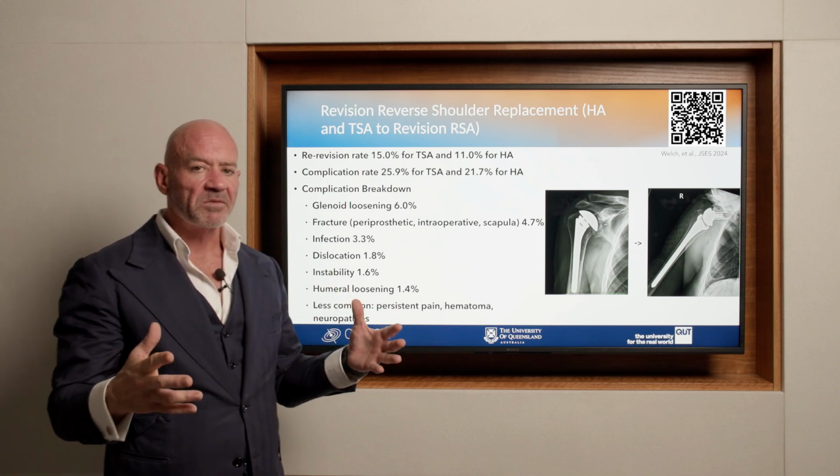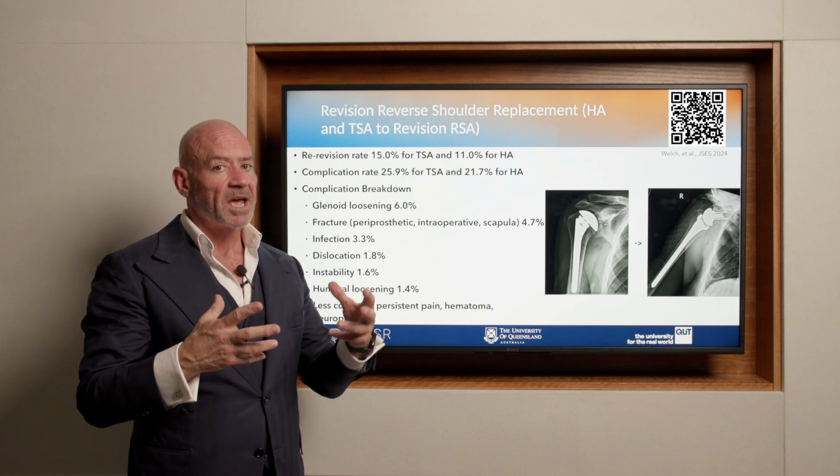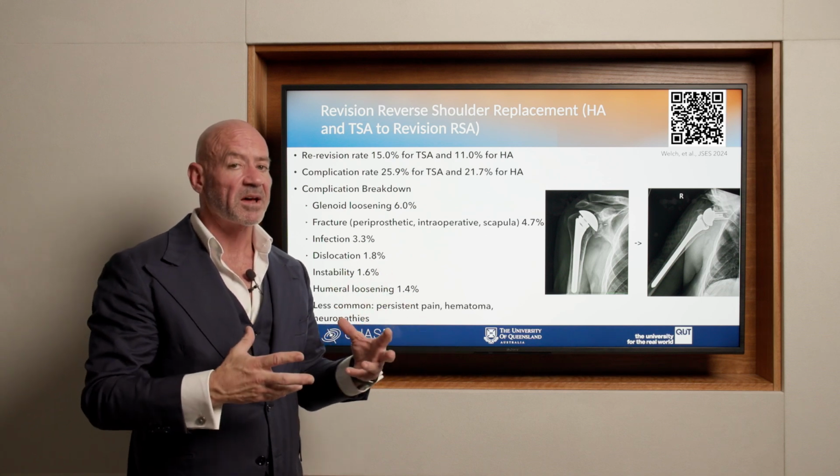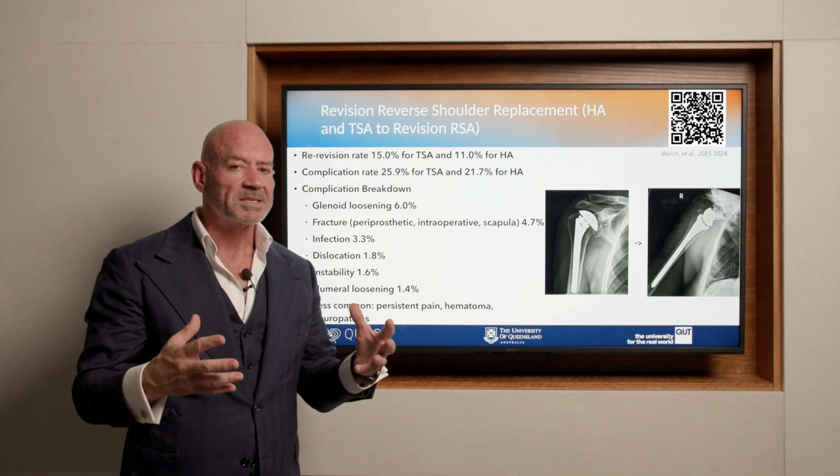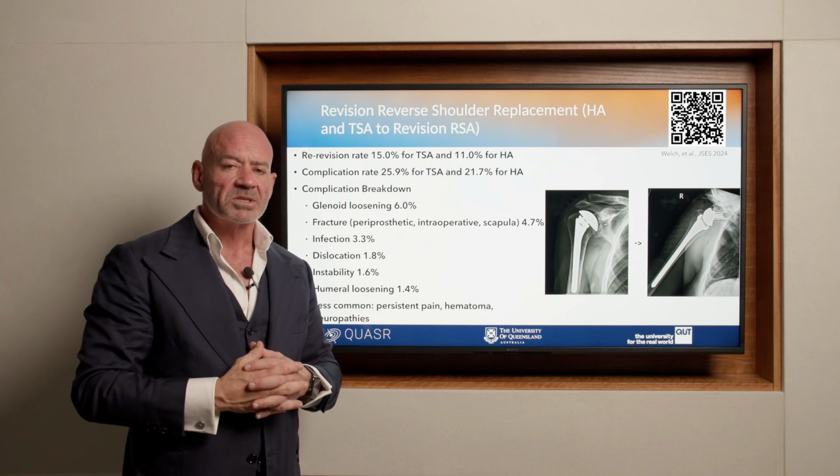So that's a good overview of risks related to revising an anatomic total shoulder replacement or a hemiarthroplasty, and I hope that gives you some understanding of what to think about when you're considering this sort of surgery.